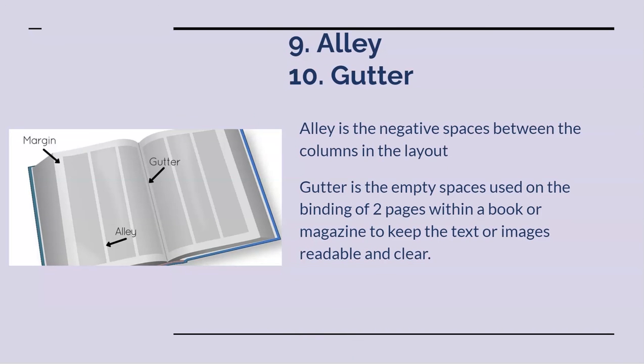Now 9 and 10, we have alley and gutter. So alley is the negative space in between columns, which is right here, and gutter is the empty space used on the binding of 2 pages within a book or magazine to keep the text or images readable and clear. So that's going to be that empty space right in the middle, and I'm pretty sure we've all seen that.